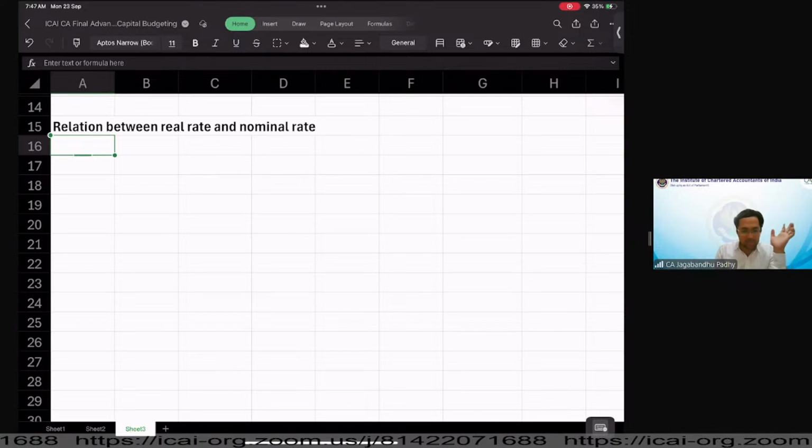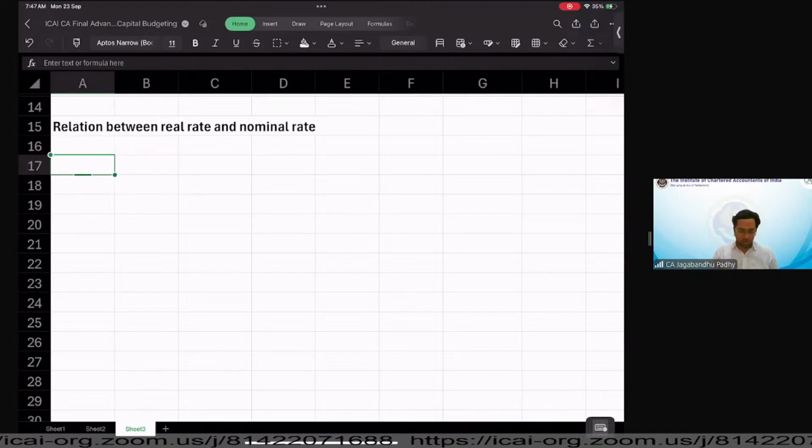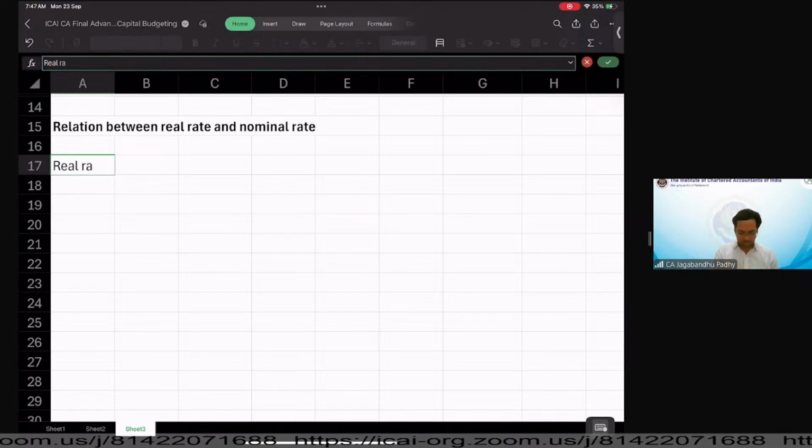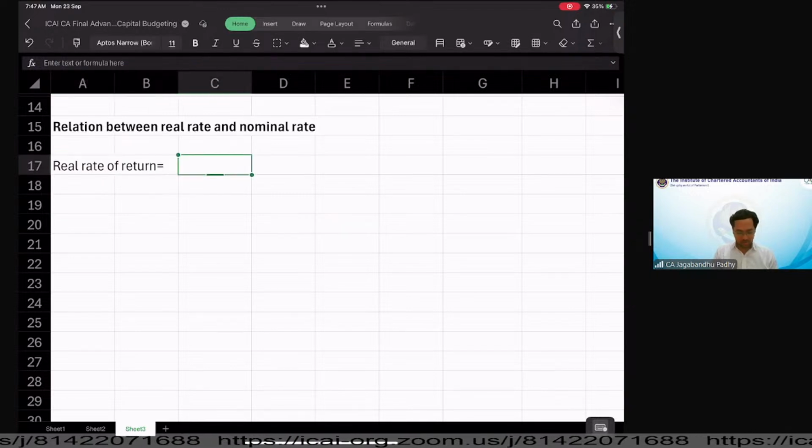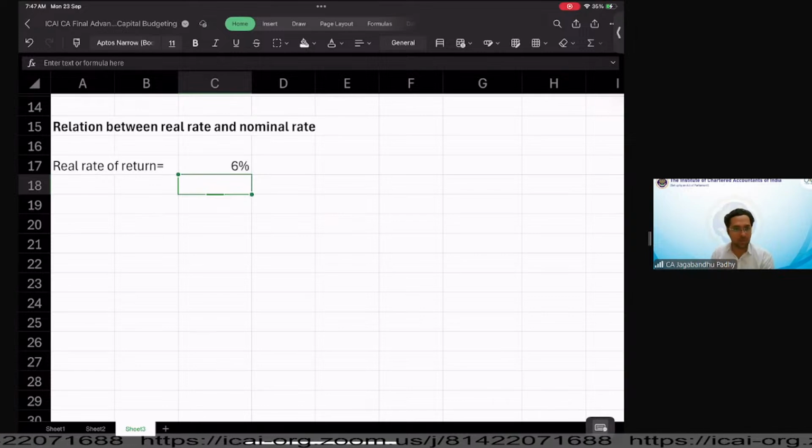So how do we really get this nominal rate? The idea to get the nominal rate is, let's say from a project you need a real rate of return of, let's say, 6%. So your required rate of return from the project is 6%, or the real rate of return which you expect from a project is 6%.